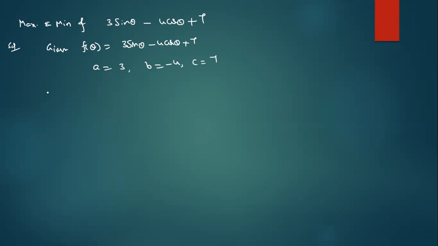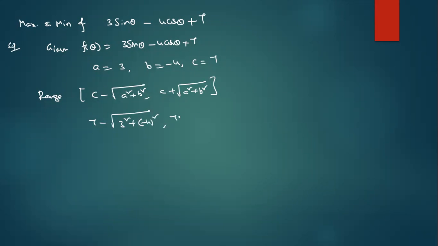The final answer is the same. So what is the range formula? That is c minus root over a square plus b square, and c plus root over a square plus b square. That is 7 minus 5 and 7 plus 5. So the minimum is 2, dear students, and the maximum is 12.